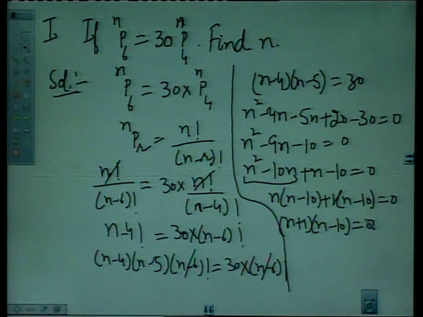Now, the product of two terms equal to 0 means the first term is 0, that is, n is equal to minus 1. We are to reject it, rejecting.